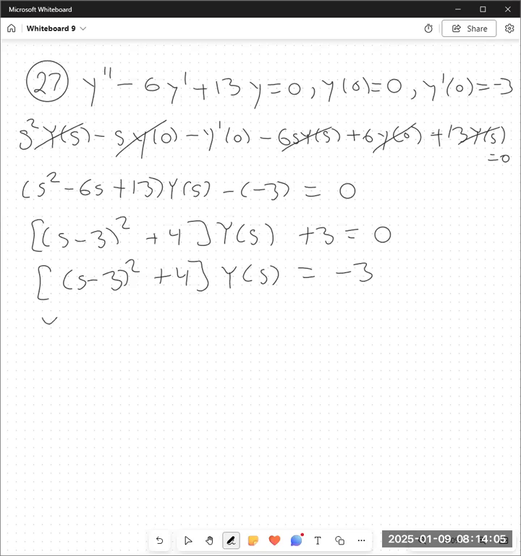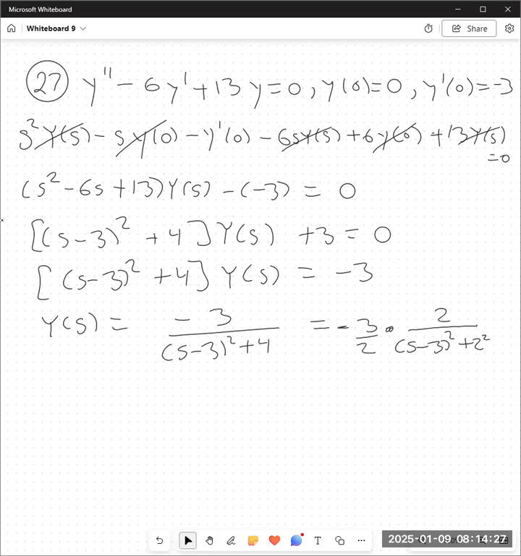Then Y(s) is equal to -3 over (s - 3)² + 4, which is -3 times 1 over (s - 3)² + 2². So I need a 2 and I need a 2, so that my y(t) is equal to -3/2, and then this would be sine of 2t, with an e^(3t) multiplied by that.